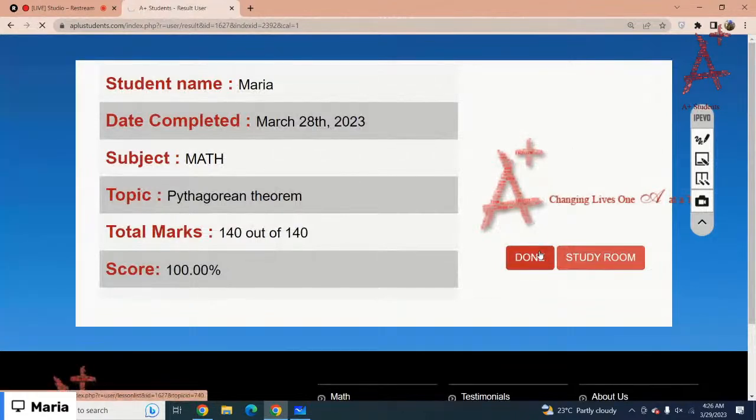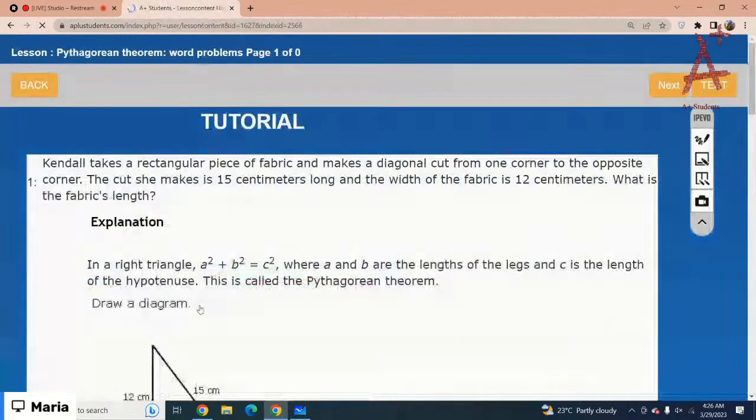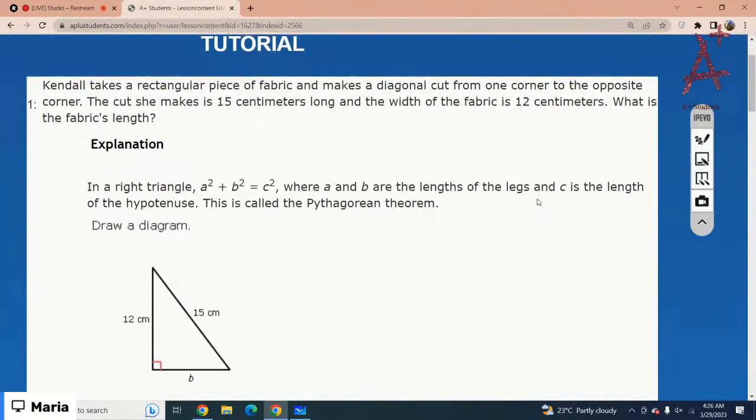The next lesson is Pythagorean theorem word problems. So let's start with the word problems. Kendall takes a rectangular piece of fabric and makes a diagonal cut from one corner to the opposite corner. The cut she made is 15 centimeters long and the width is 12 centimeters. So she makes a cut in a rectangular piece. That means the hypotenuse is 15 centimeters and the width of the fabric is 12 centimeters. You need to calculate the b. Got it?